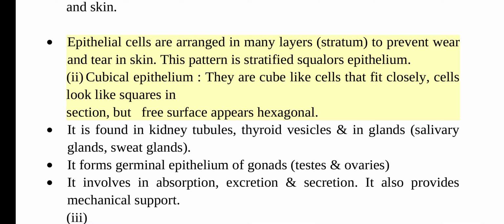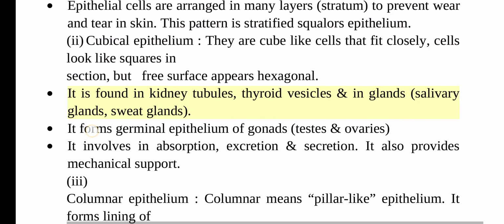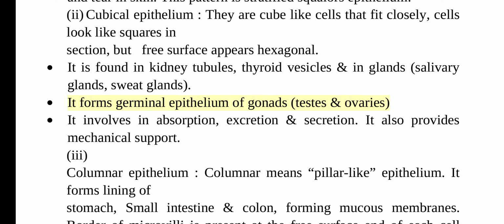II. Cuboidal epithelium: they are cube-like cells that fit closely. Cells look like squares in section, but the free surface appears hexagonal. It is found in kidney tubules, thyroid vesicles and in glands, such as salivary glands and sweat glands. It forms the germinal epithelium of gonads, the testes and ovaries.